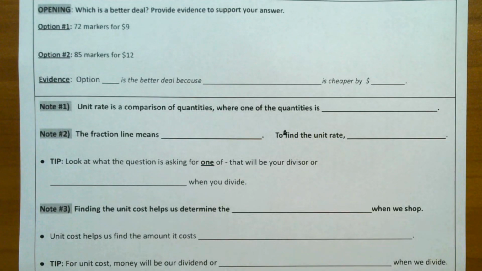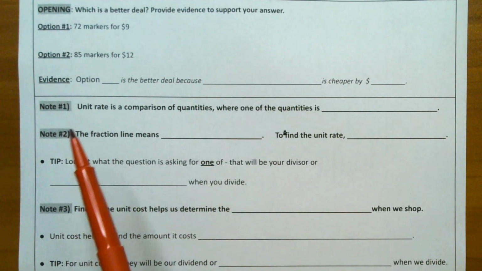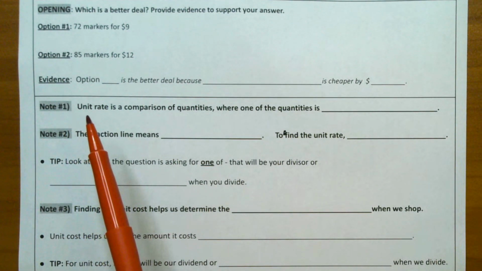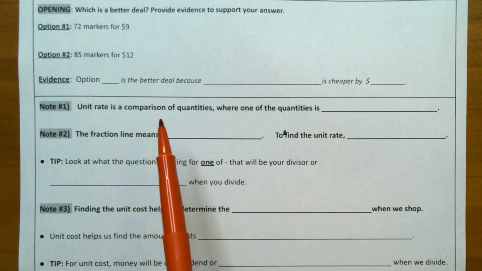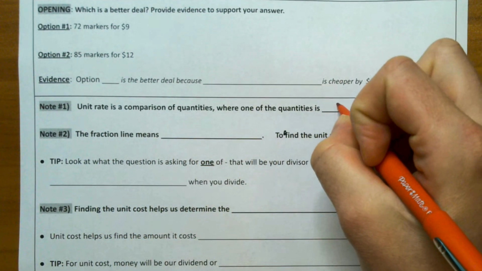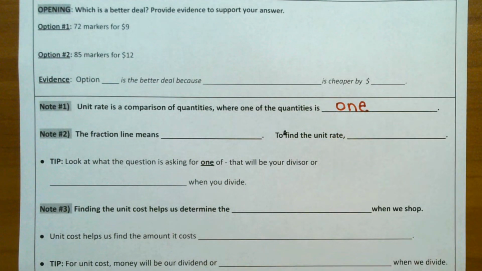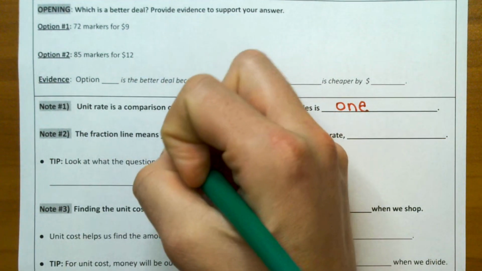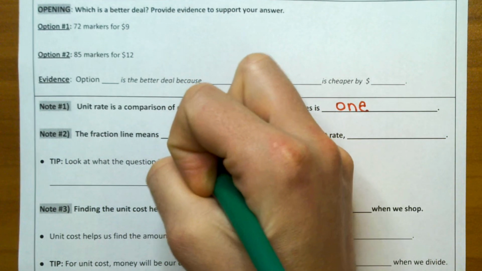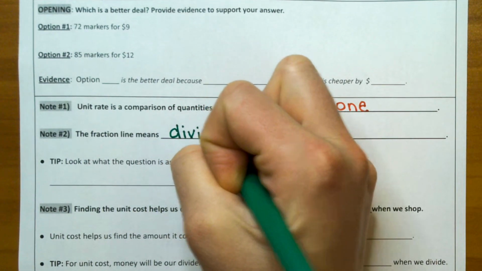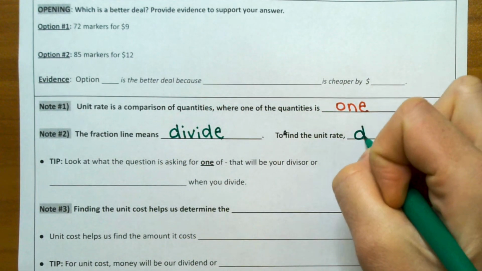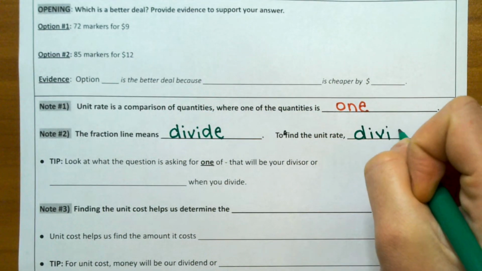We're going to go over the opening problem as we complete our notes. Make sure you're writing with me. Our first note is: unit rate is a comparison of quantities where one of the quantities is 1. Note number 2: the fraction line means divide. To find the unit rate, we will, you guessed it, divide.